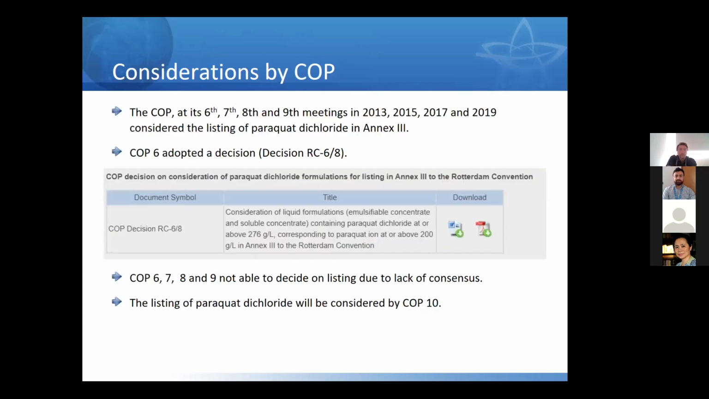The COP, at its 6th, 7th, 8th, and 9th meetings, that means in 2013, 2015, 2017, and 2019, considered the listing of Paraquat dichloride. However, due to the lack of consensus, this chemical is still not listed and is deferred to COP 10 for further consideration.